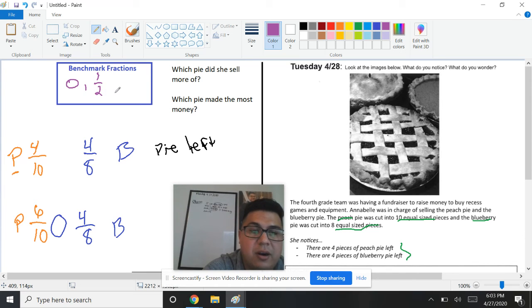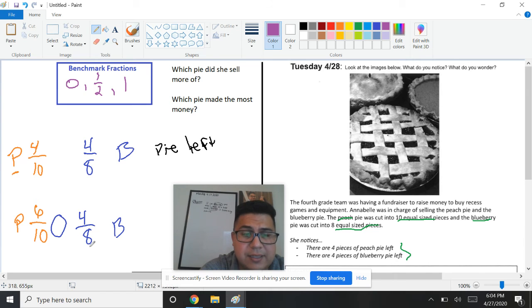We know what halves are, and 1/2. You can also, if you know what 1/4 and 1/3 look like, those can also be benchmark fractions, but we're going to work with these three today. Let's start off by looking at our half. When I look at the peach pie, it says 6/10. I know half of 10 is 5. So if my numerator is 6, I know that 6/10 is greater than 1/2.